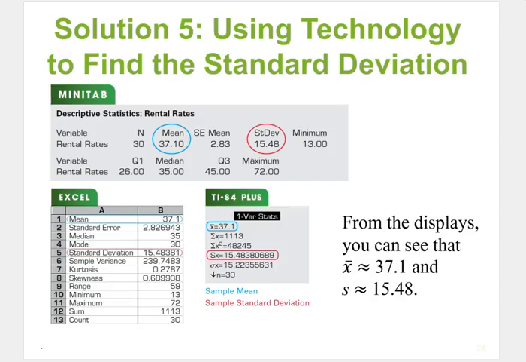But notice, no matter which technology I'm choosing, the mean is the same in all of them, and the standard deviation, which I have circled in all of them, is also exactly the same. So it doesn't matter what technology you use, you should get exactly the same answer. So please feel free to use technology if you have a bigger set, but if you have a smaller data set, then you can do them by hand without too much of a problem.